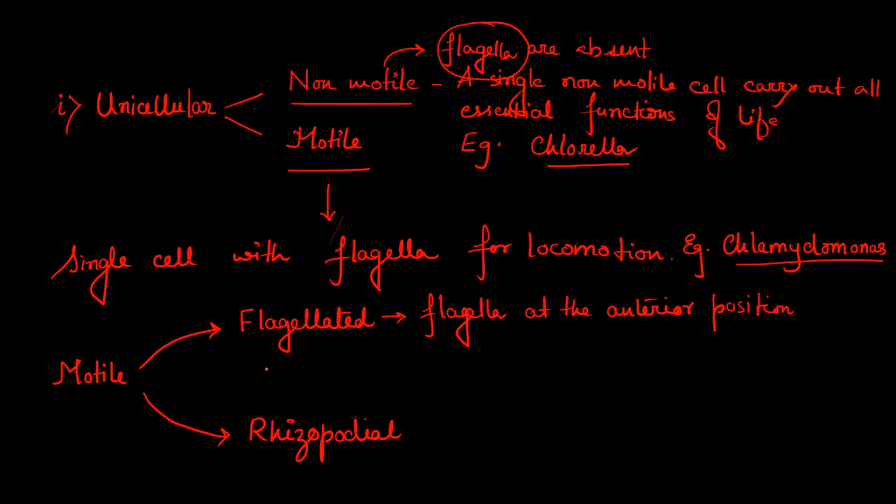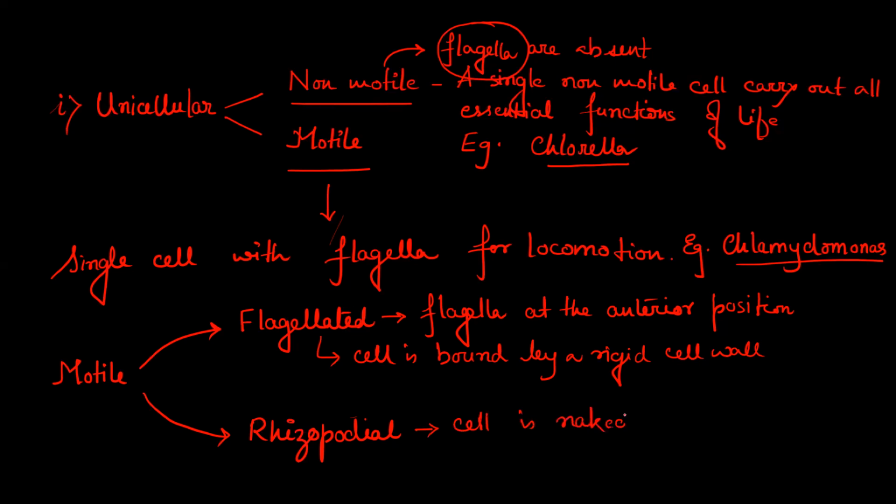Next, we come to the rhizopodial type. Here, what do we see? The rhizopodial unicellular thalli have a naked protoplast without a rigid cell wall. In the flagellated form, the cell is bound by a rigid cell wall. But here, the cell is naked. That means it is not bound by a rigid cell wall.